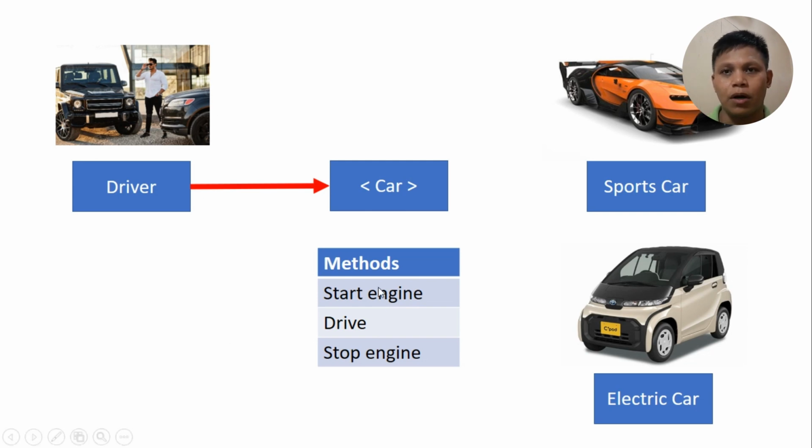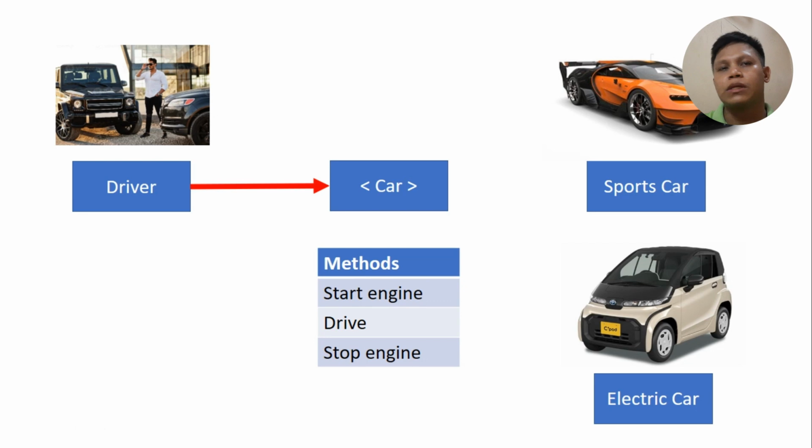These operations, ano, may mga capabilities ng car, what the driver can do to a car. And of course, these two specific cars that he owns, let's say sports car and electric car, they can also start the engine, can also drive, they can also stop their engine. So yun. Now, we're going to convert this into a program.